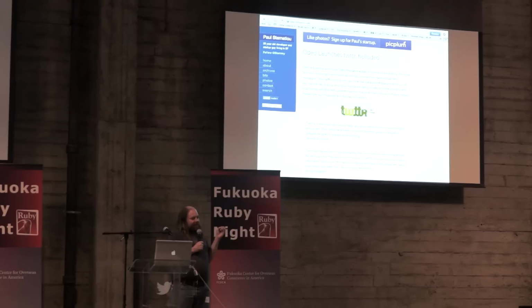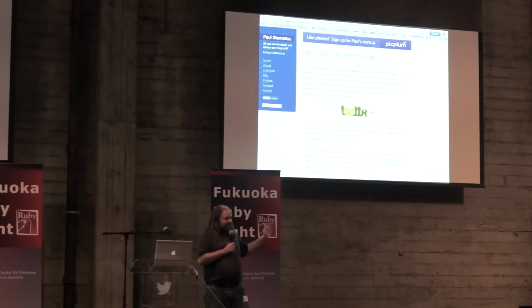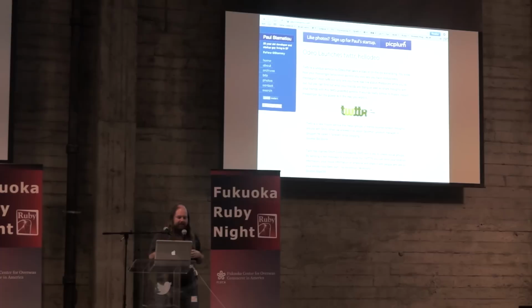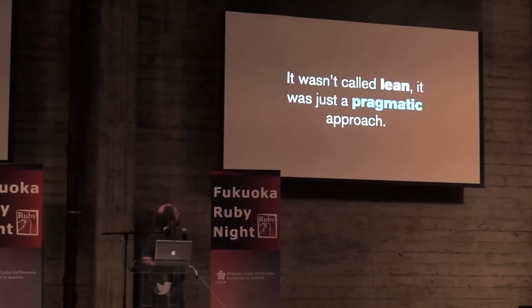You know, we talk about lean startup, people talk about vanity metrics. All the vanity metrics said this is not a business. But the real core metrics said there's real engagement there, this is something that there is to build a product around. Of course, when they did it, it wasn't called lean. It was just a pragmatic approach to how do we solve this problem that our business just fell apart.